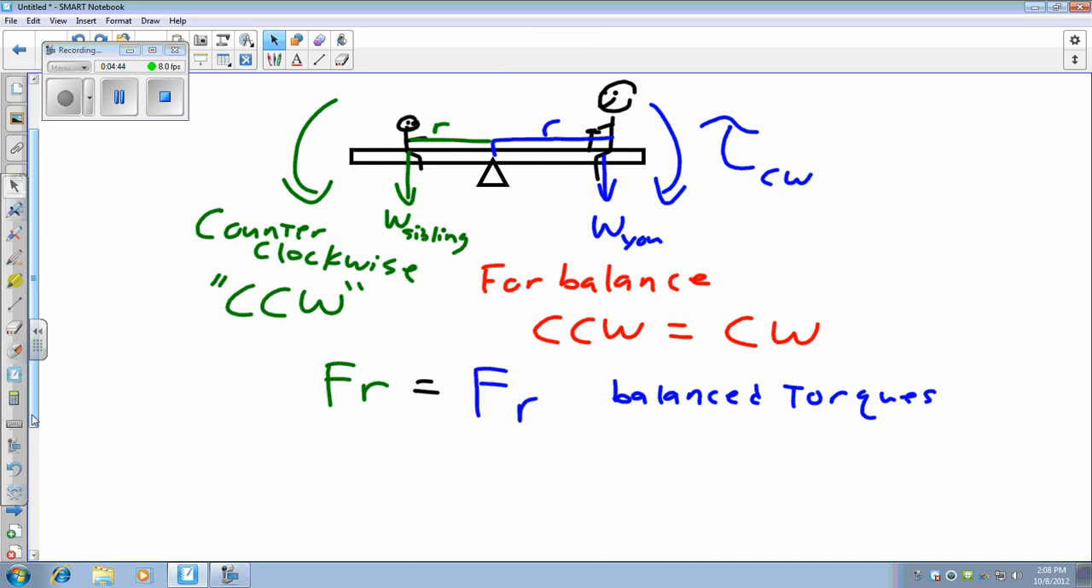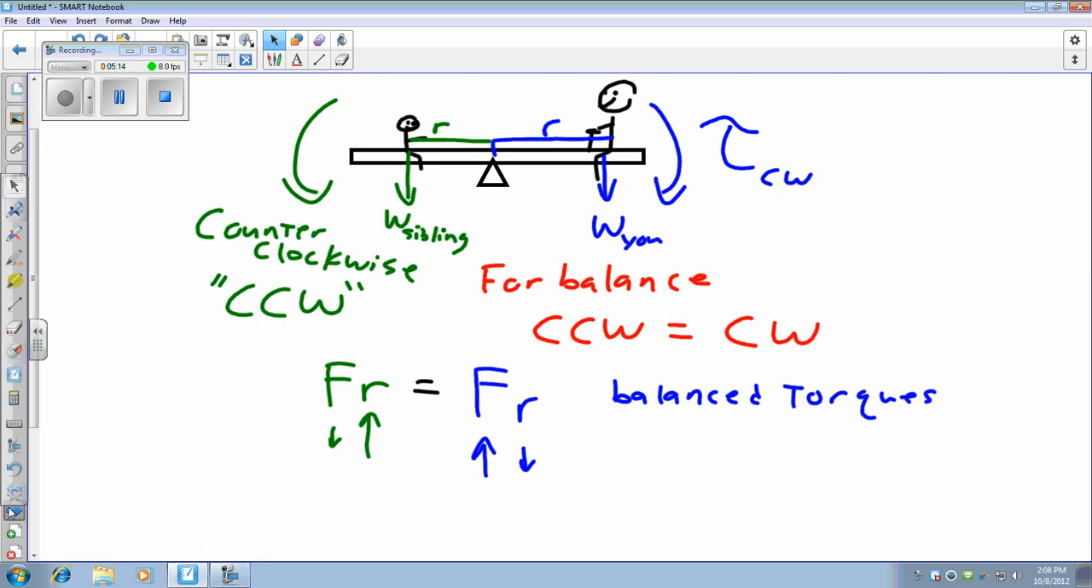Now, if you weigh more than your brother, you need to sit closer. Your brother has less force, so they need to sit farther away. That's the basic idea. So the lighter something is, the farther away from the fulcrum, farther away from the axis of rotation they need to sit in order to balance out the heavier weight. That is the basics of equilibrium.